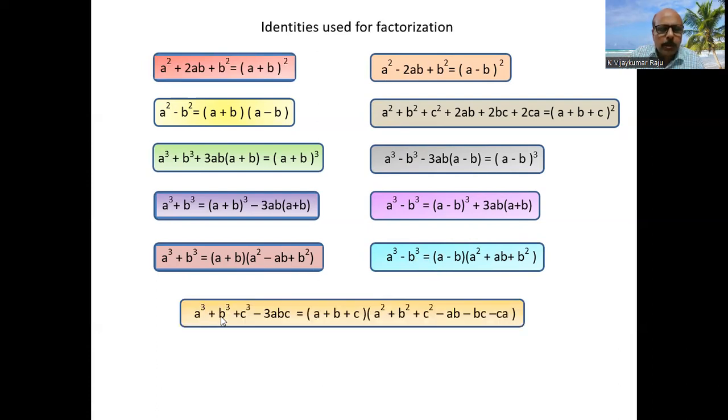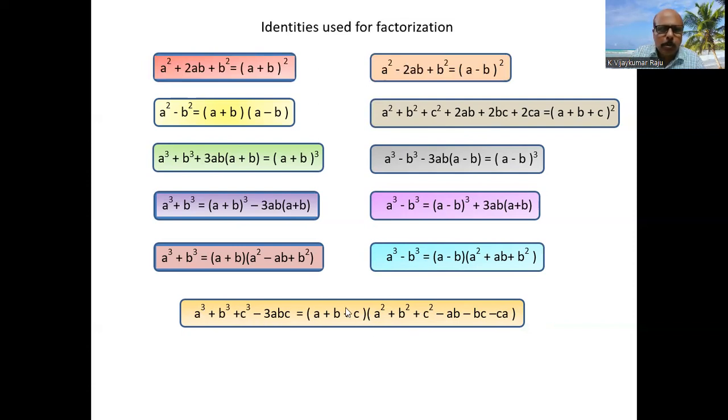A raised to 3 plus b raised to 3 plus c raised to 3 minus 3abc is equal to (a plus b plus c)(a square plus b square plus c square minus ab minus bc minus ca). Here, these last three terms don't have 2, so you cannot say it is equal to the square of three terms. It is the squares of three terms minus ab minus bc minus ca.